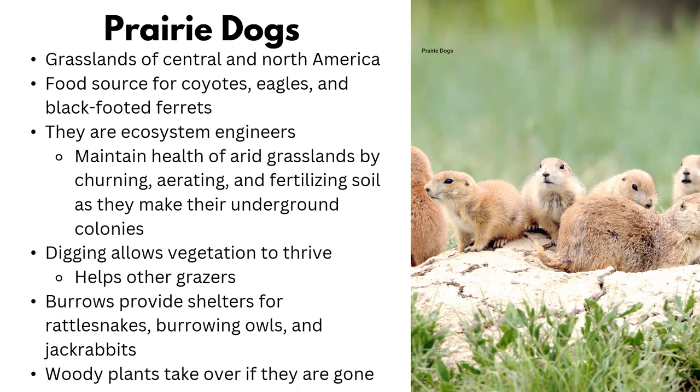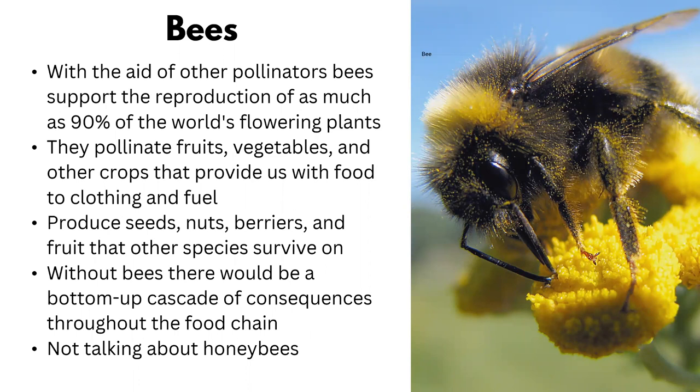All right, bees are very important. About 90% of the world's flowers are pollinated by bees. And when I talk about bees, it's not honeybees. They're fine. They're going to do okay. They're basically a domesticated species. We're talking about things like bumblebees and carpenter bees and leafcutter bees, our native bee species. These are the ones that pollinate fruits and vegetables and other crops. They produce seeds like nuts and berries. They're very important here in Nebraska as well. But again, we're really not talking about the honeybees.